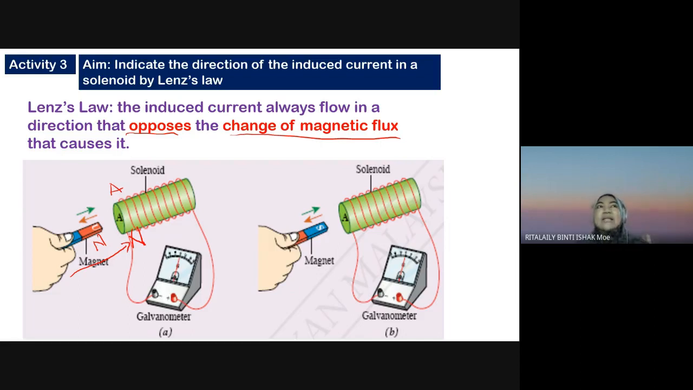It does not contradict any laws in physics. Conservation of energy says that when you want to get energy, work must be done. So to get the electrical energy, work must be done. Therefore, the direction of current must oppose the change of the magnetic flux. Okay?